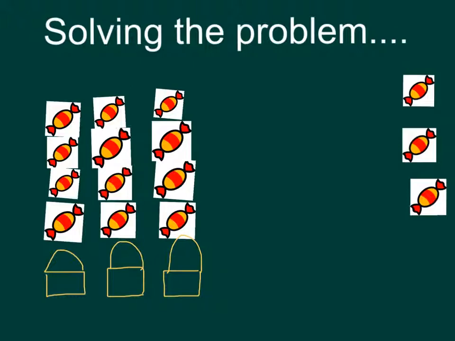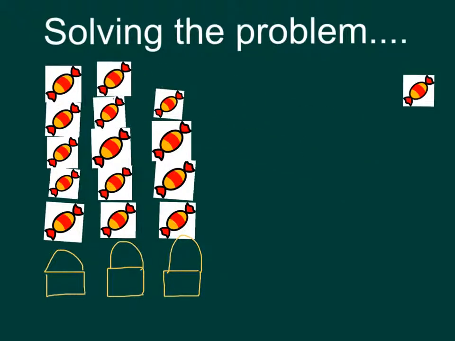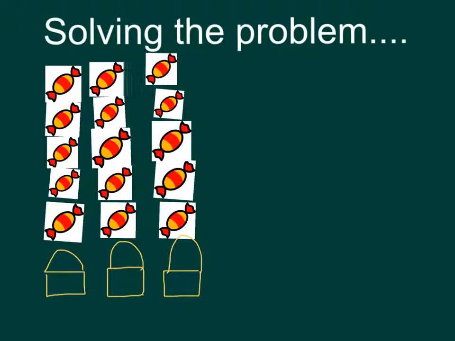But is there some more left over? Is there some more that we can each give them? Let's see if we can give them another one each. Okay. Yes, they can all get 1 more each. How many do they all get now? That's right, they each get 5 lollies. 1, 2, 3, 4, 5.